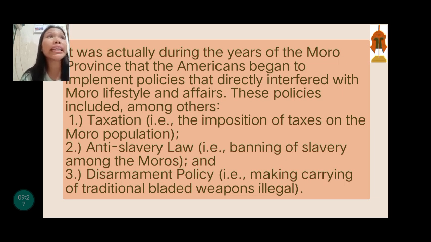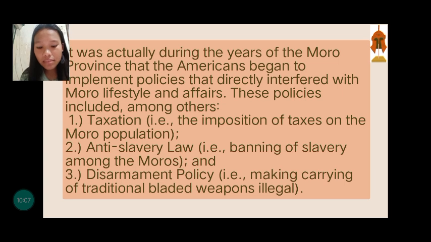The agreement was not to interfere. But the Americans began implementing policies that interfere with Moro lifestyles and affairs. There are three policies they implemented. First, taxation, the imposition of taxes on the Moro population. Second, the anti-slavery law, banning slavery among the Moros. And third, the disarmament policy, making the carrying of traditional bladed weapons illegal.